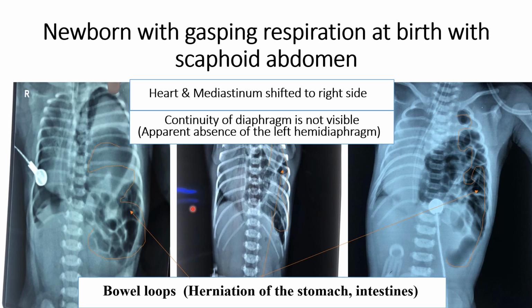And continuity of the left hemidiaphragm is not visible. So it is an apparent absence of the left hemidiaphragm. It is another abnormal radiological finding. So whenever the examiner is asking about the abnormal radiological findings, you have to say all these three findings are abnormally present. So here you can see the bowel loops which are moving from the abdomen to the chest.